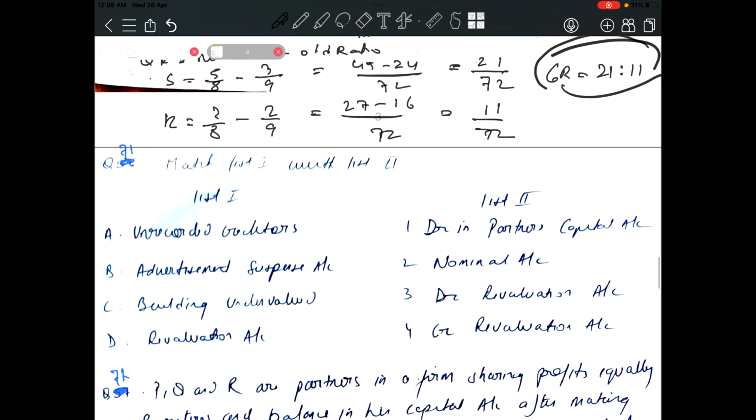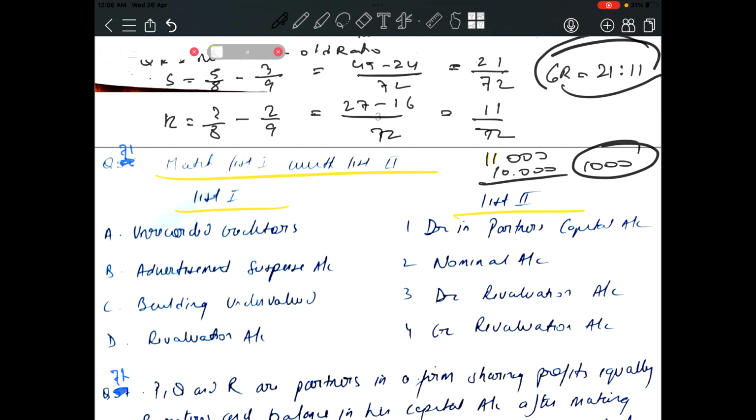Now let's move to question number 71. Now we'll have to match list 1 with list 2. These are the items of list 1 and these are the items of list 2. Where will unrecorded creditors go? We have to understand what unrecorded creditors are. For example, we purchased goods worth rupees 11,000, but out of this you recorded only 10,000. So 1,000 is unrecorded creditors. When you record these unrecorded creditors, your liability will be increased.